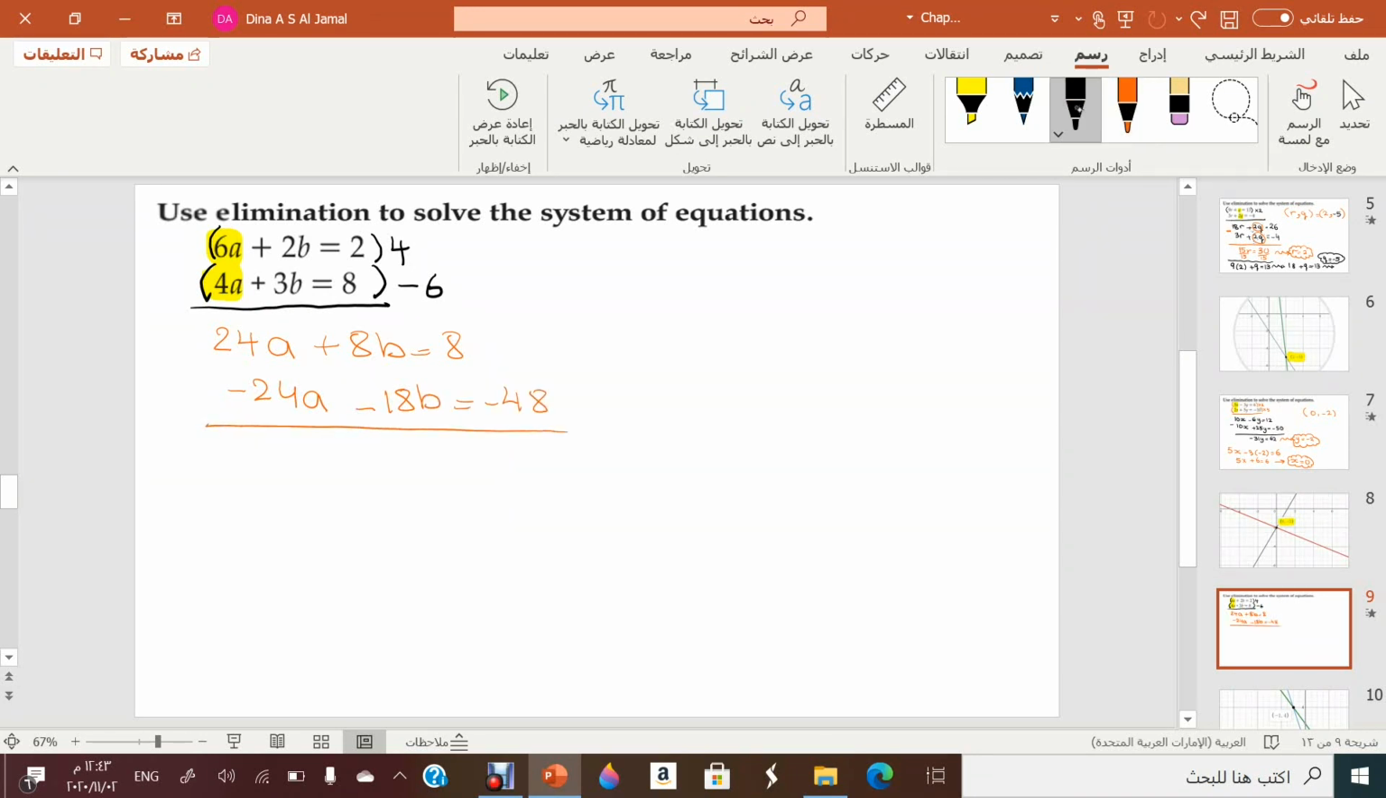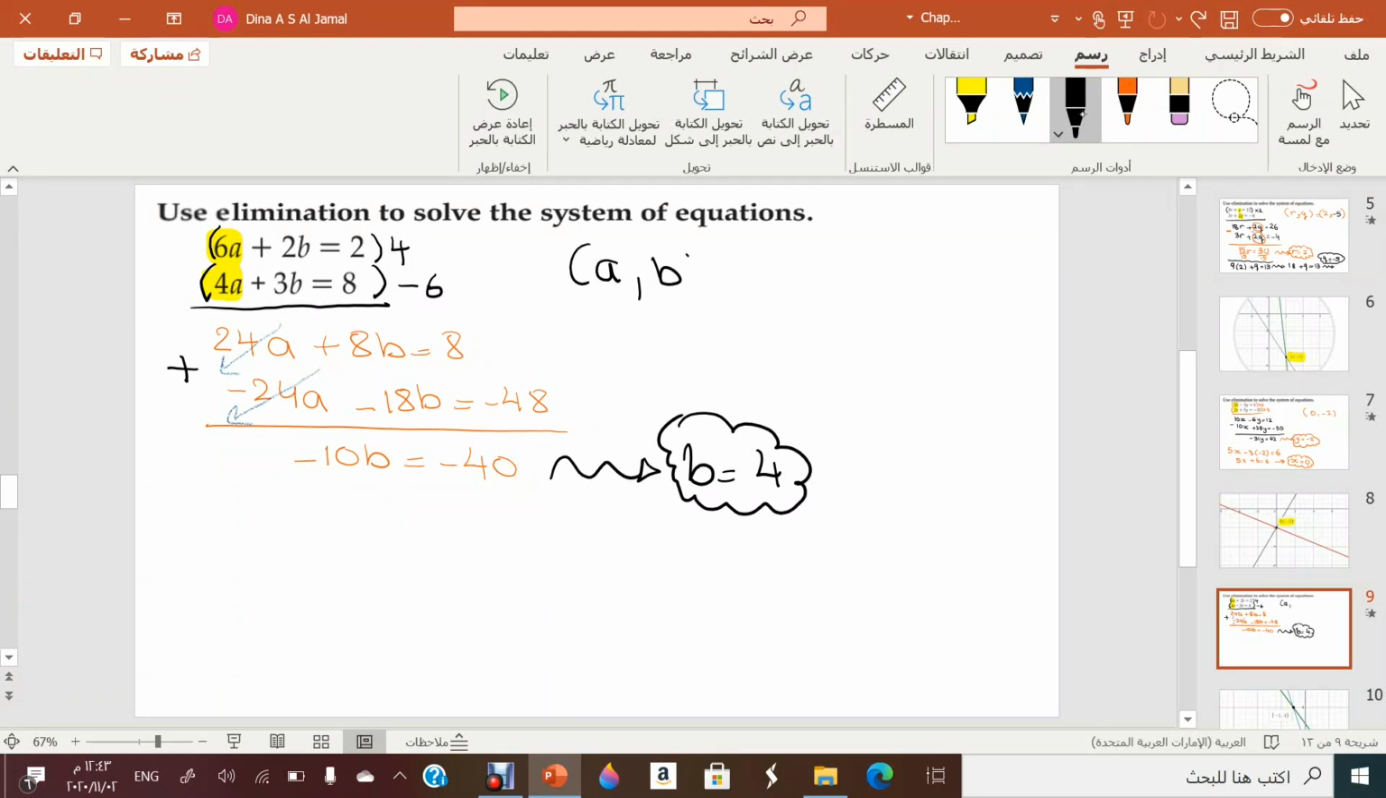And now you are having different signs, so you must add. With this, you will be eliminating your variable a, and you will be getting minus 10b equal to minus 40. After solving this one-step equation, you will be getting b as 4. So your coordinate point must be a and b, because a was the first letter. So let's see now. I would like to find a. So when I want to substitute, I can use whether the first or the second. So I will be using the second.